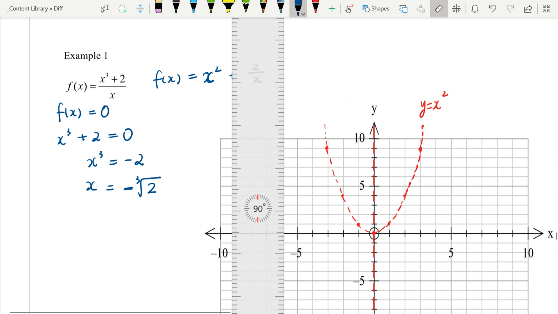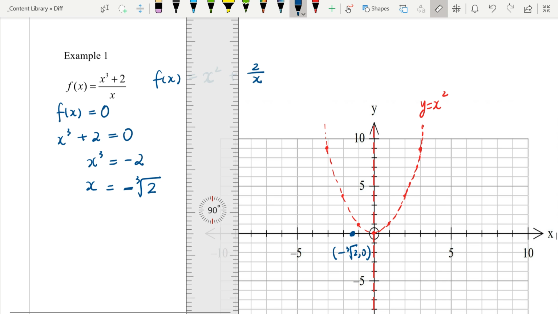Where's minus cube root 2? Approximately more than 1, less than 2, right? A bit more than 1, so somewhere here. Minus cube root 2, comma 0. Label that, okay? So that's your x-intercept. And remember, you don't have a y-intercept.